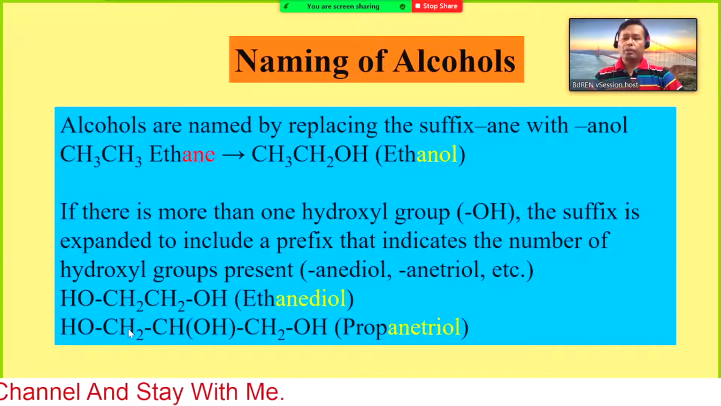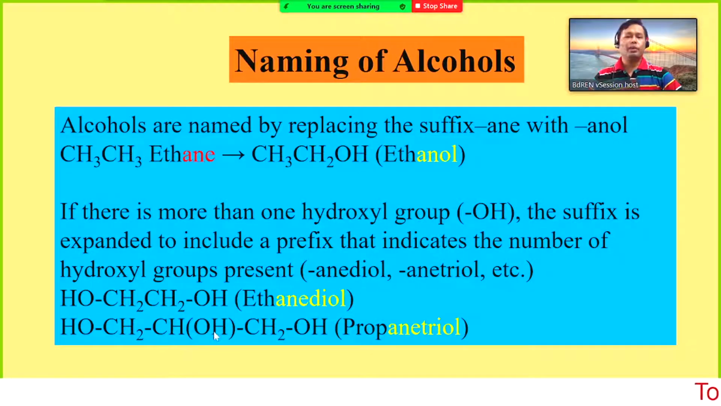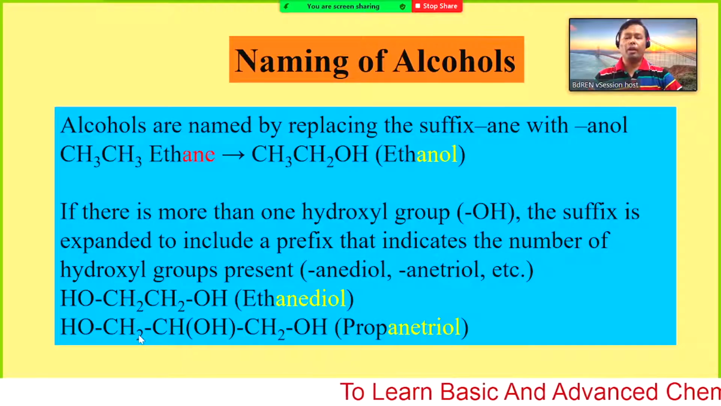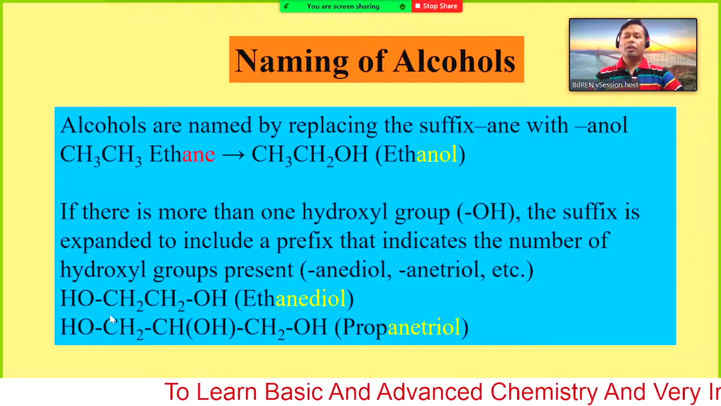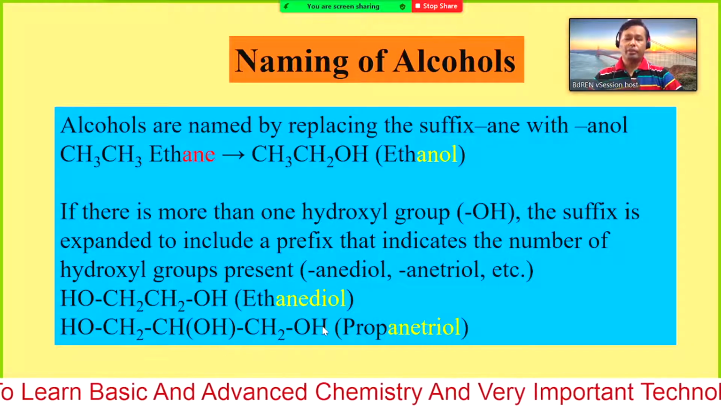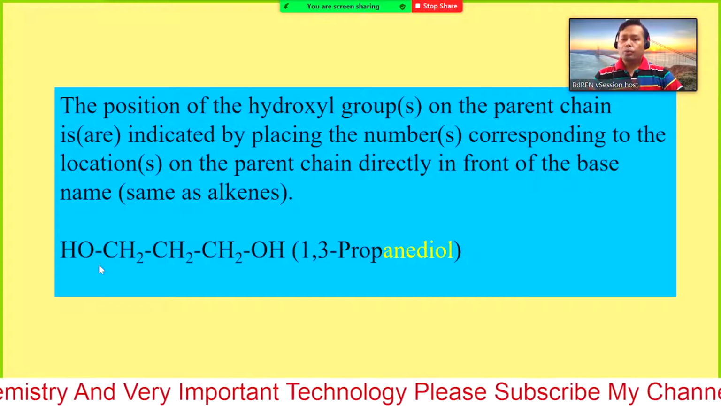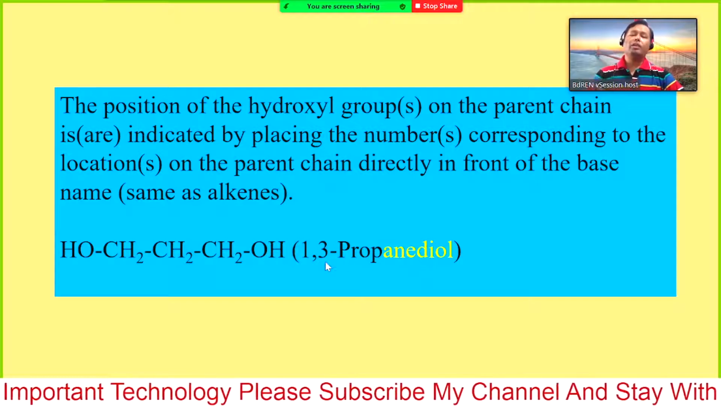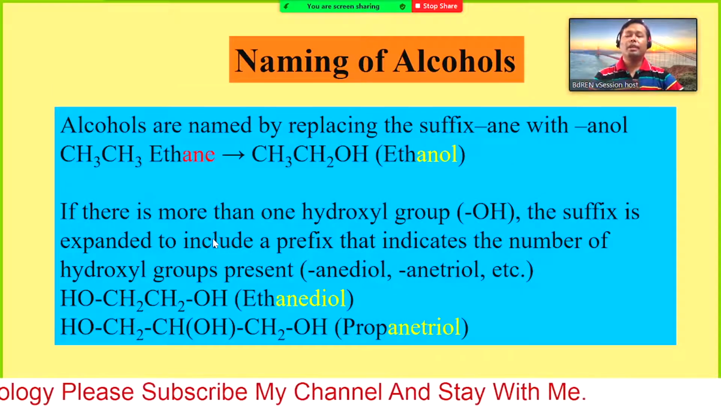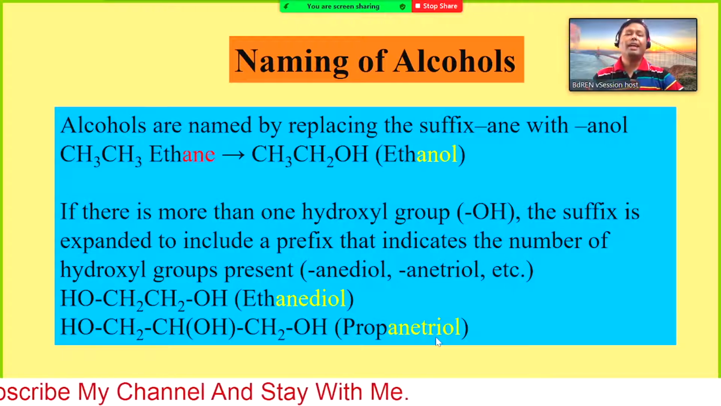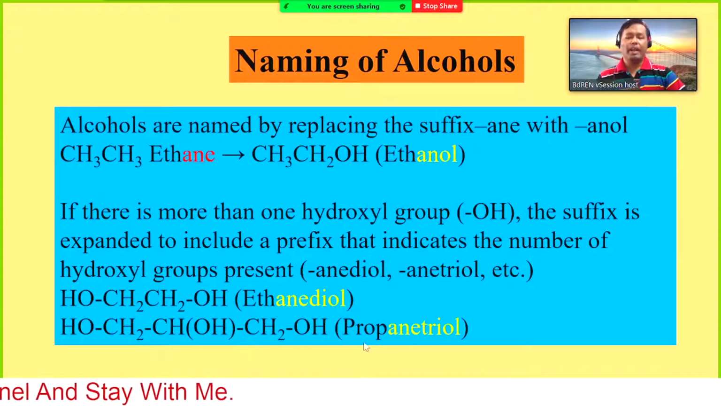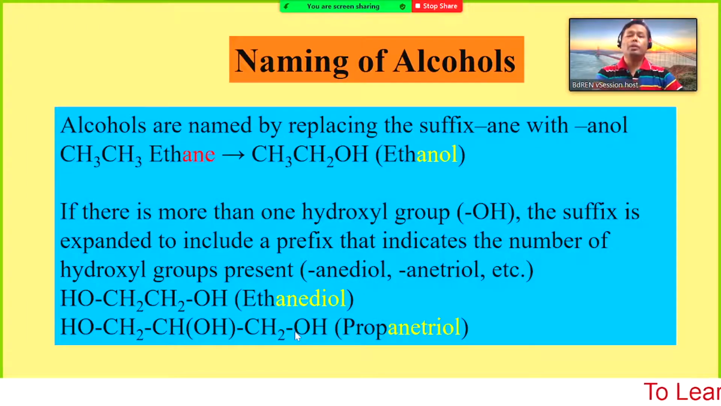So this is 1, this is 2, and this is 3. So we have 3 hydroxyl groups on 3 different carbons of a propane molecule, or propanol overall. So we will write 1, 3 propane diol for this one, and then for the previous one we will write 1, 2, 3 propane triol. Previously, for this name we did not mention the position, but now we have mentioned the position.